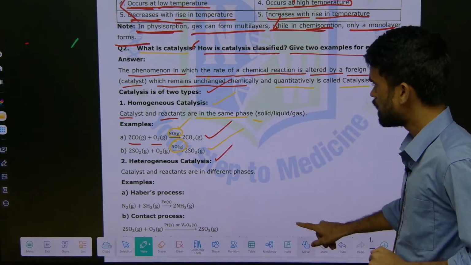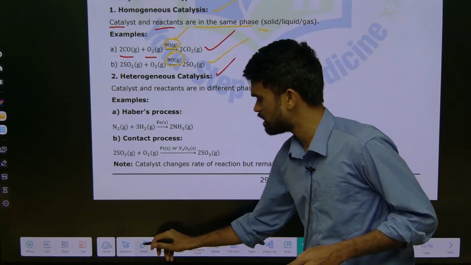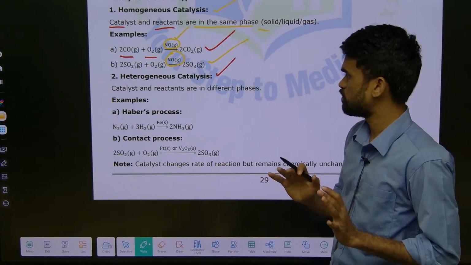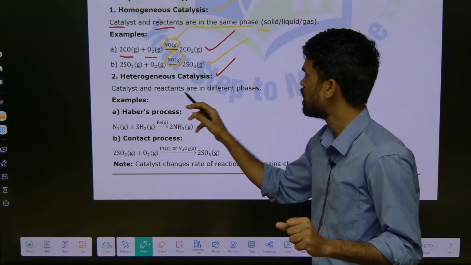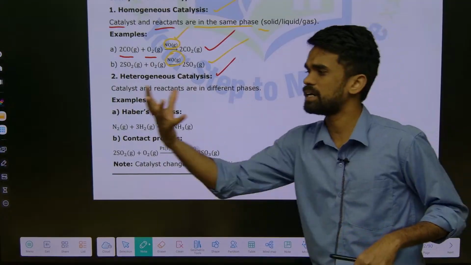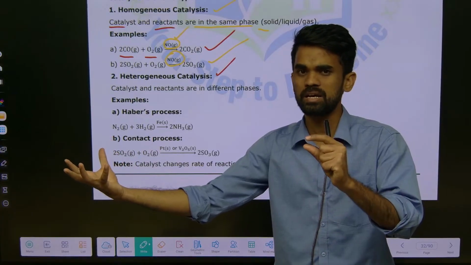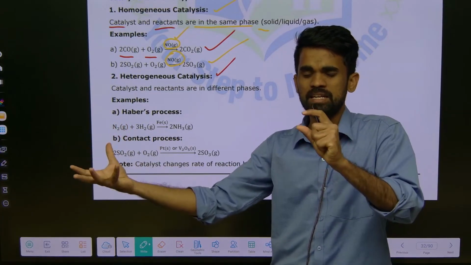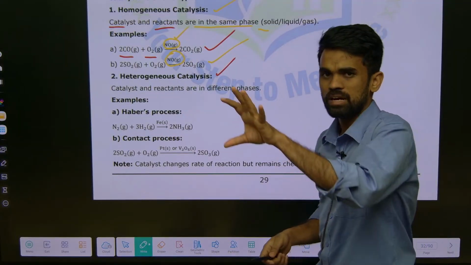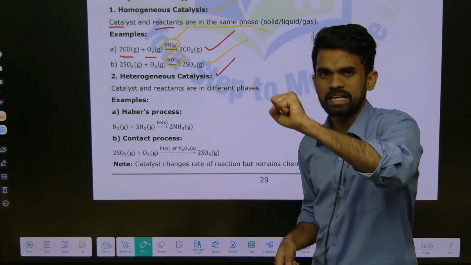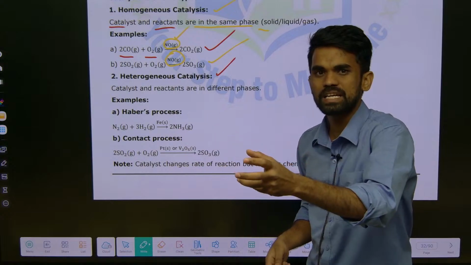The next one is heterogeneous catalysis. What do we mean by heterogeneous catalysis? Here you can see it's very easy. Just see, catalyst and reacting species, that is, reactants, are in different phases. For example, reacting species are gaseous, but the catalyst is something like a metallic, solid substance. Yes, they have different physical states now, so consider it as heterogeneous catalysis. If all the reacting species and catalyst have the same physical state, it is homogeneous. If they have different physical states, heterogeneous.